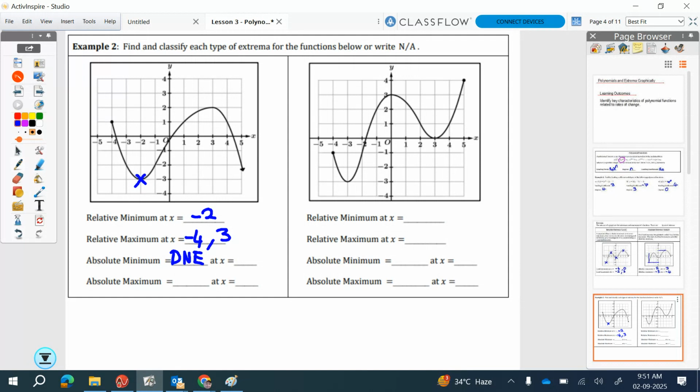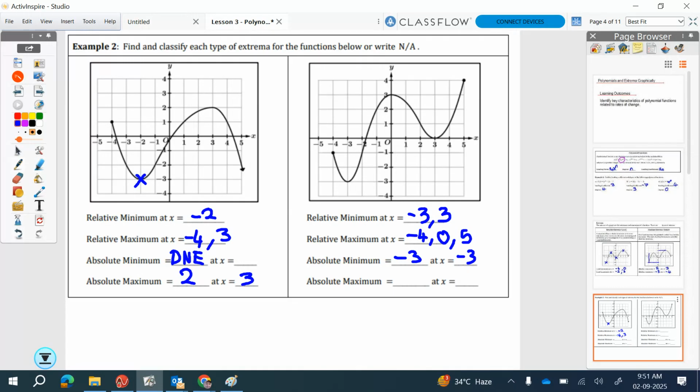Okay, absolute maximum. So the absolute maximum is going to be 2, and this occurs at x equals 3. Here in the second one, our relative minimum: negative 3 and 3. Relative maximum: 0, negative 4, 0, 5. Absolute minimum: negative 3. Where does this occur? My x is negative 3. Absolute maximum: 4.